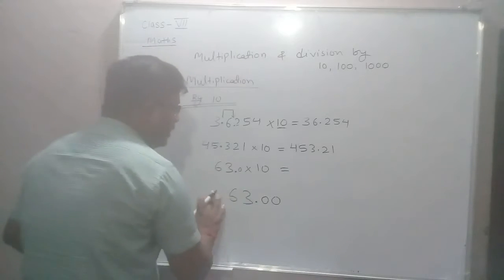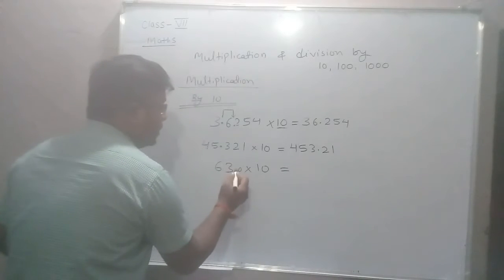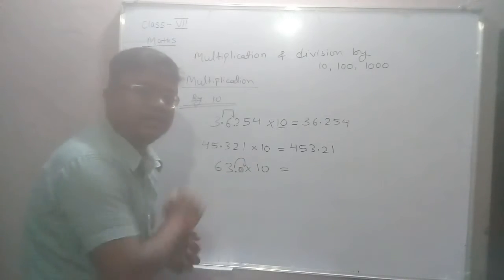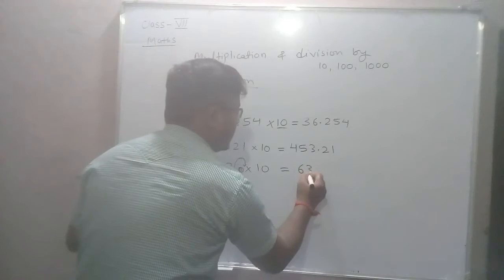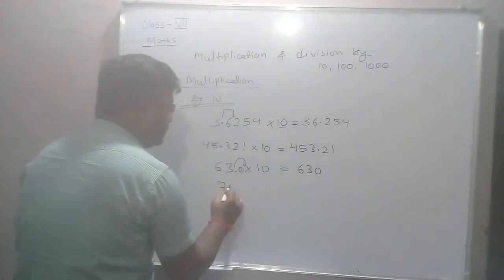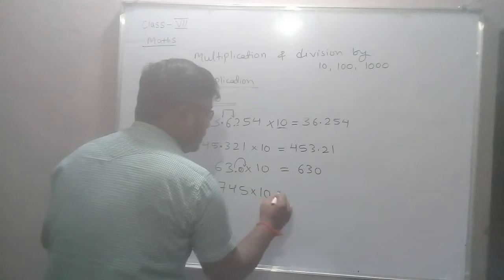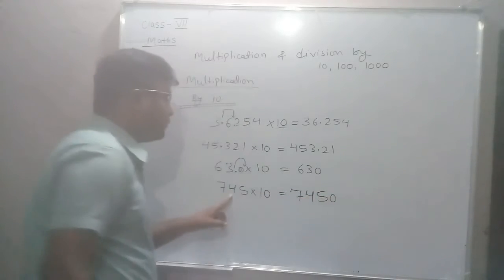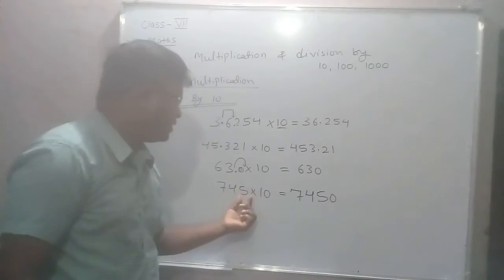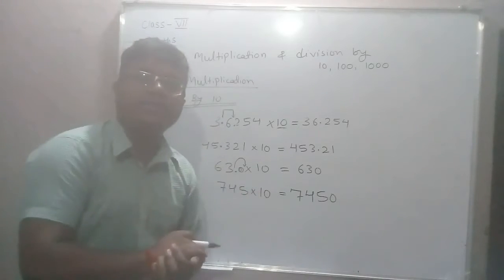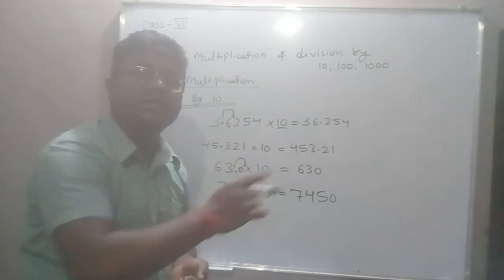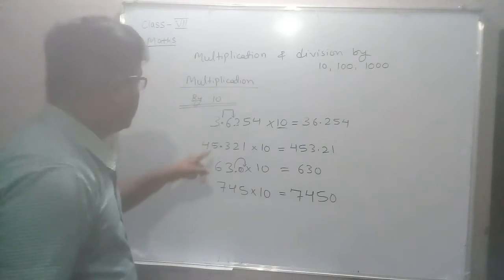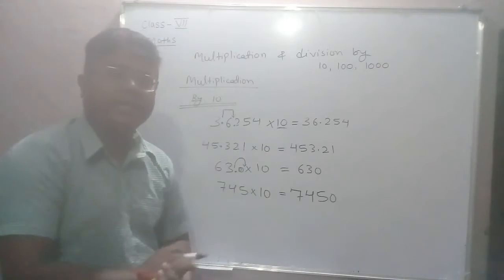So if you multiply 63.0 with 10, your decimal will move one place towards the right, so you will get 630. Any number, like 745 multiplied with 10, just increase one zero. In case of decimal, you need to move the decimal point one place towards the right. So I hope you can multiply with 10 easily.